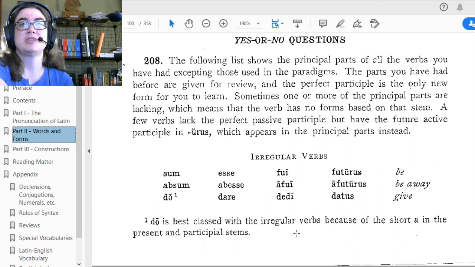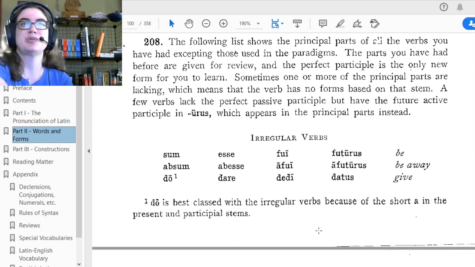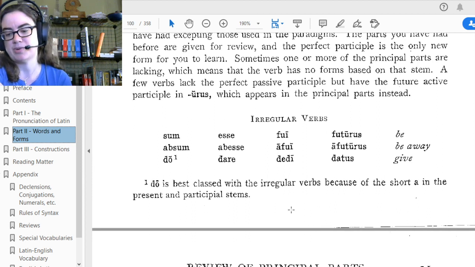Do is best classed with the irregular verbs because of the short a in the present and participial stems. By the way, according to this book.